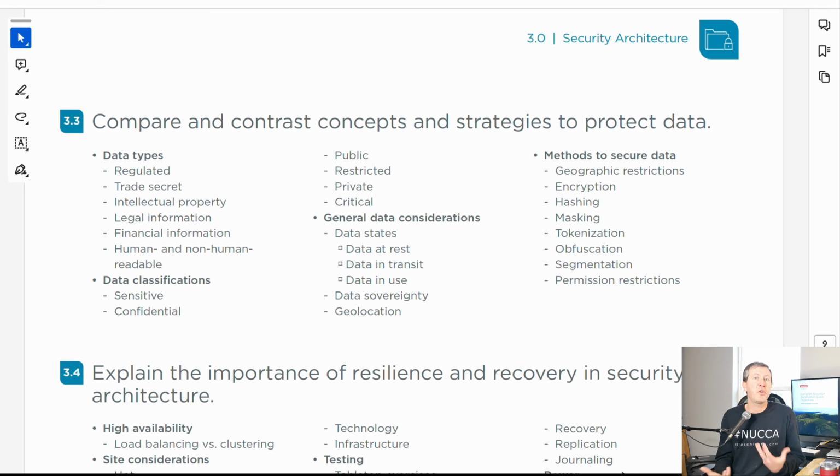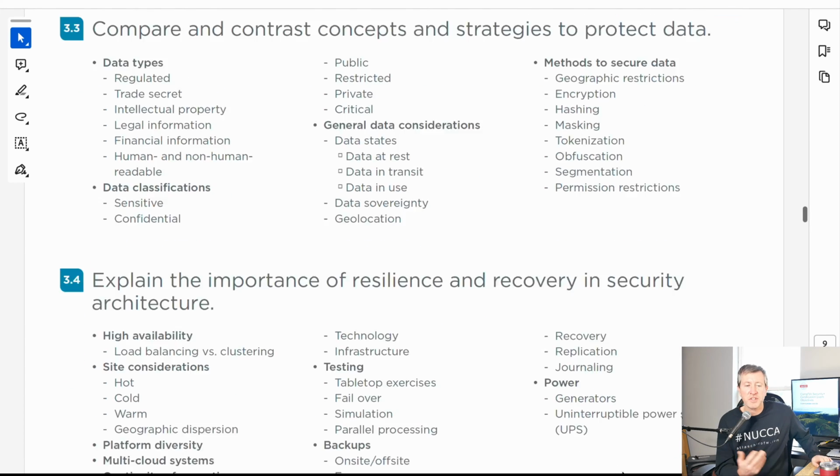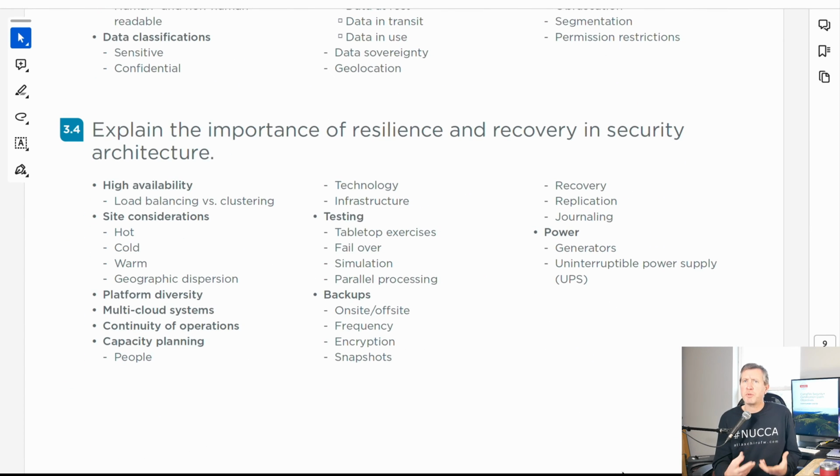We might have to secure data in different ways depending upon the political laws that may exist in certain geographical regions. We'll talk about different types of encryption and hashing again there, and obfuscation. As you can see, there is some repetition for some of these individual topics within the various different domains.